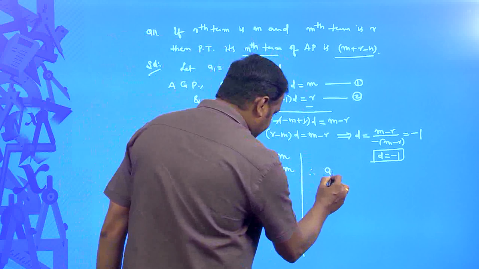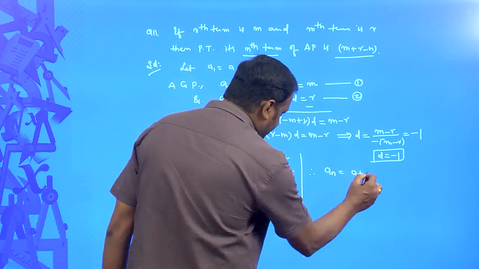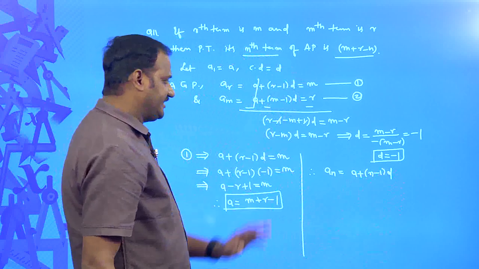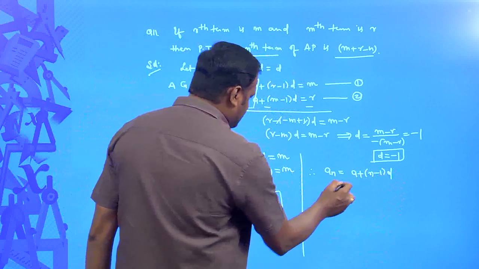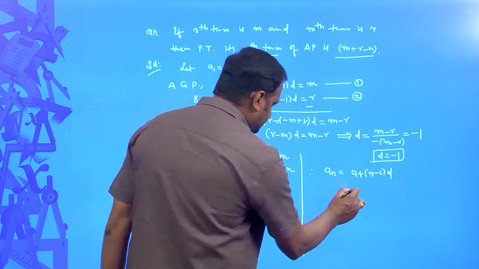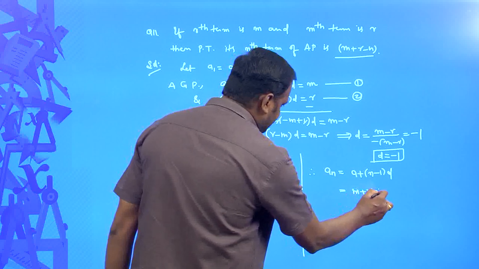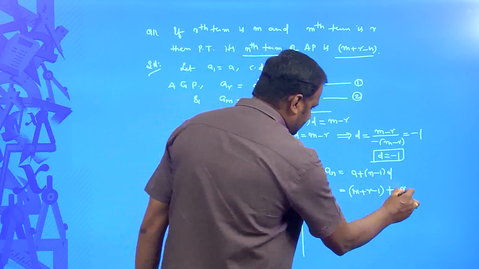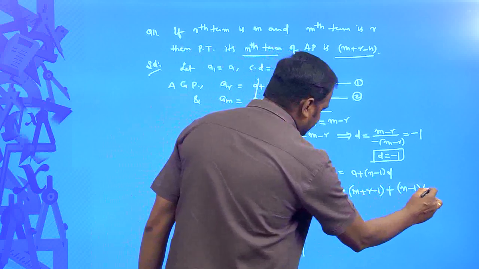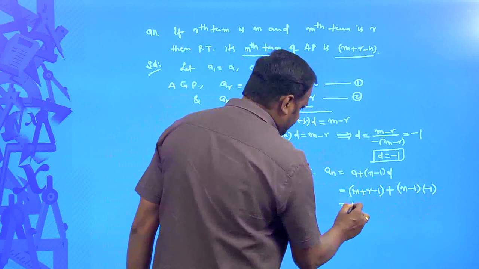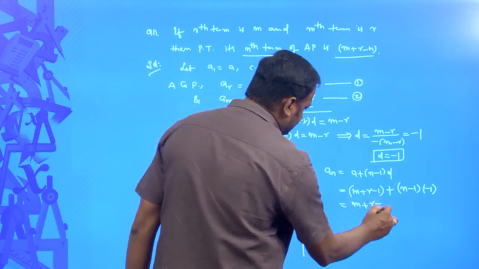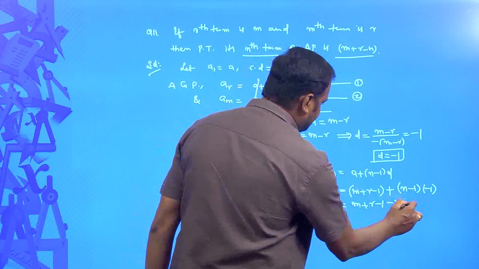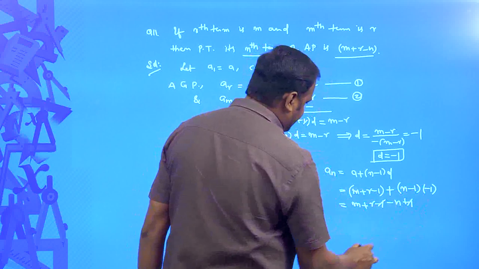Therefore, the nth term a_n is equal to A plus (n minus 1) times D. Substitute the values of A and D over there. A is going to be m plus r minus 1, and D is going to be minus 1, right? So m plus r minus 1 plus (n minus 1) into D. When you open the bracket, it would be m plus r minus 1 minus n, minus of minus is plus 1. So plus 1 minus 1 gets cancelled.